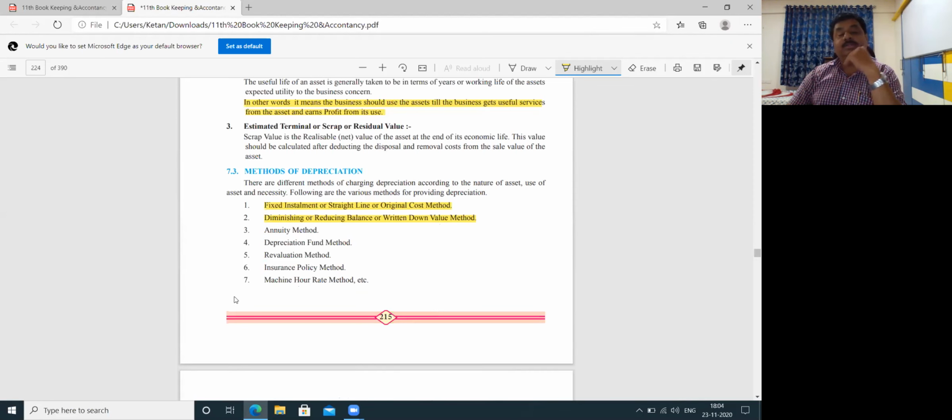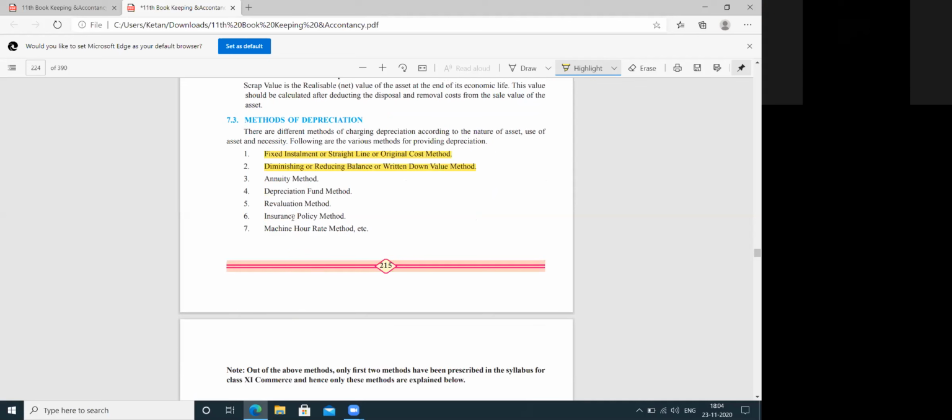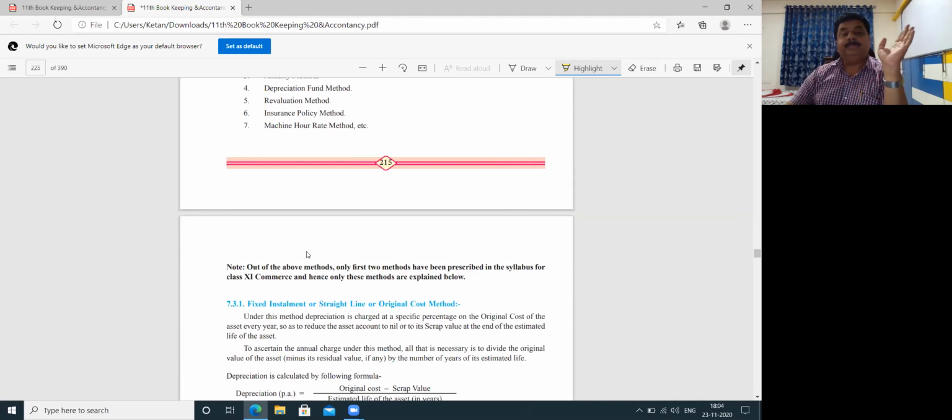But now this third method is given to you: annuity method, depreciation fund method, also called the sinking fund method, revaluation method, insurance policy method, machine hour rate. म्हणजे असे बरेच काही आहेत. आता जसं डिप्लेशन आहे. So all these are called the methods of depreciation. These methods you will study in future. हे तुम्हाला नंतर अभ्यासाला, आता नाहीये.